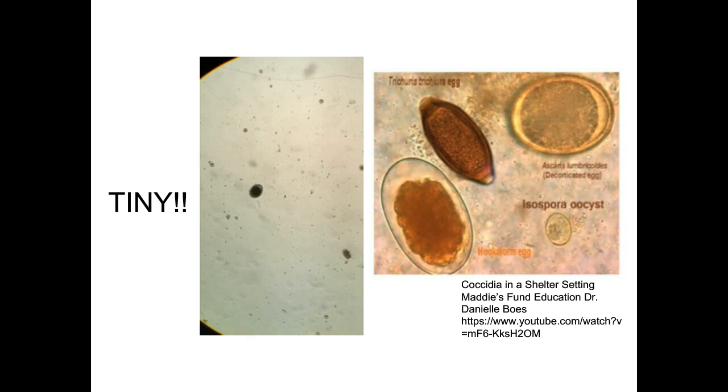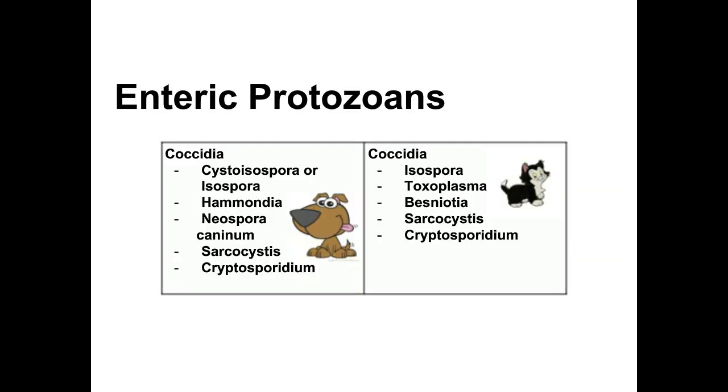So there's a bunch of different enteric protozoans, is what we call them. Sometimes you'll hear them called coccidia. It's not one particular parasite. It's like a clump of all these other parasites. They're also in the intestinal tract of dogs and cats. Cats have species of Isospora, Besnoitia, Toxoplasma, Hammondia, and Sarcocystis. And Cryptosporidium can infect dogs and cats too.